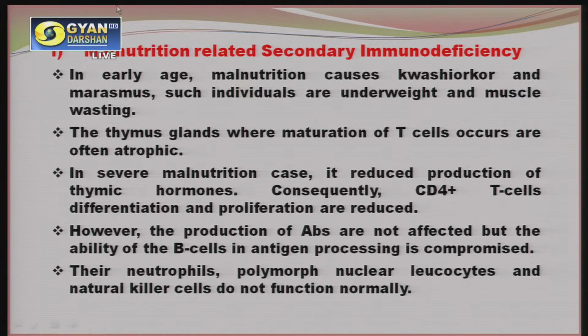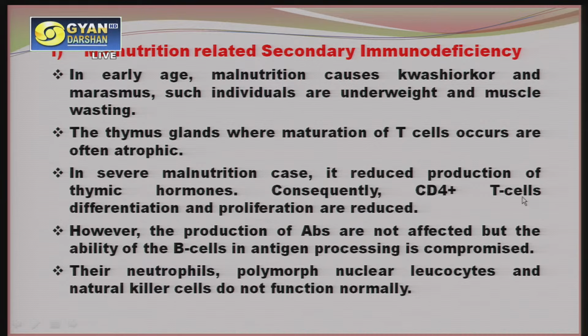First one is malnutrition-related secondary immunodeficiency. In early age, malnutrition causes kwashiorkor and marasmus, in which individuals are underweight with muscle wasting. The thymus gland, where the maturation of T cells occurs, is often atrophic. In severe malnutrition cases, it reduces the production of thymic hormone.